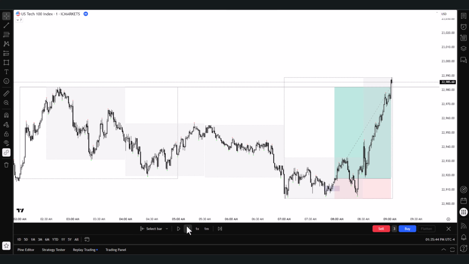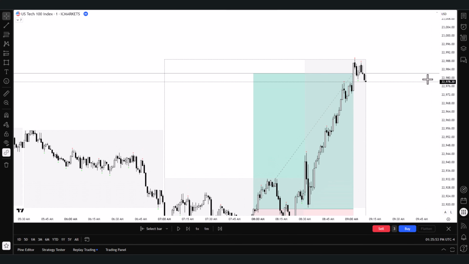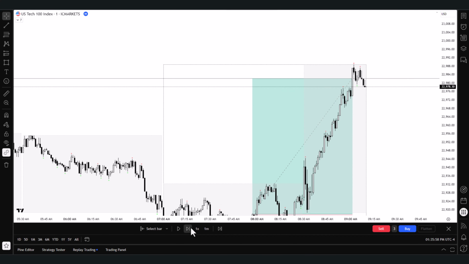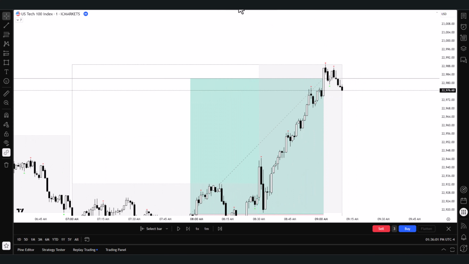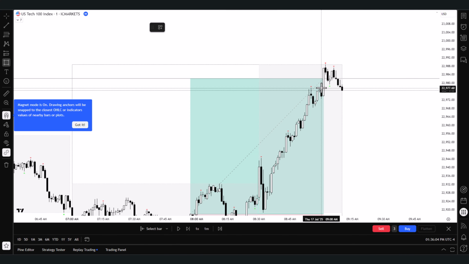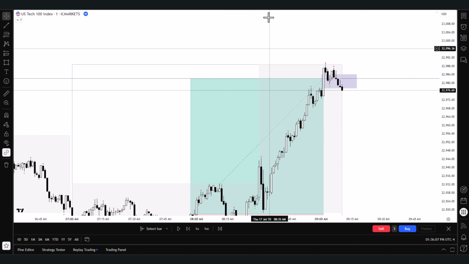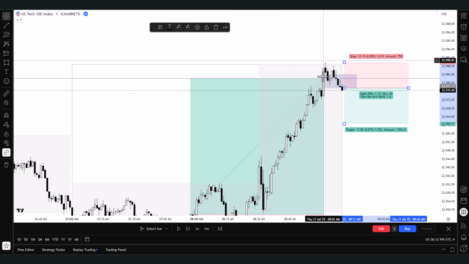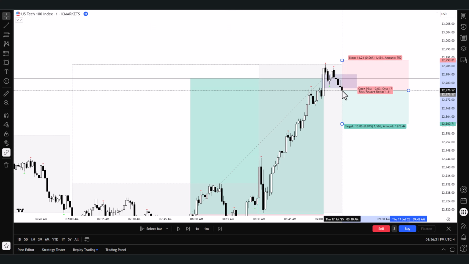So let's do it. Yes, closed inside the range. Does this make any inversion? No, not yet. Yes, now we made an inversion. So you can place a limit order here, SL just above the swing high point. Give some space for spreads. You can place a limit order here, or you can instantly place an order here.